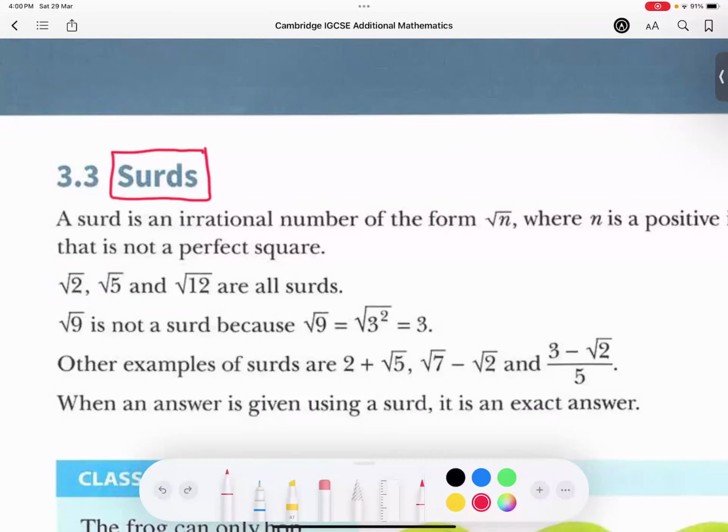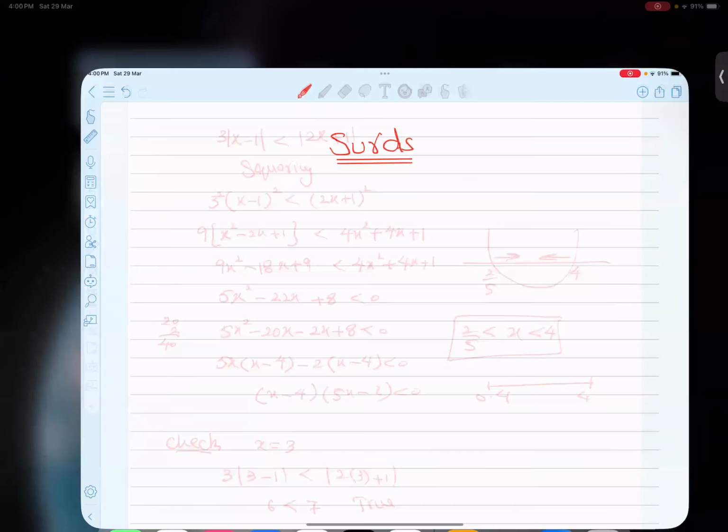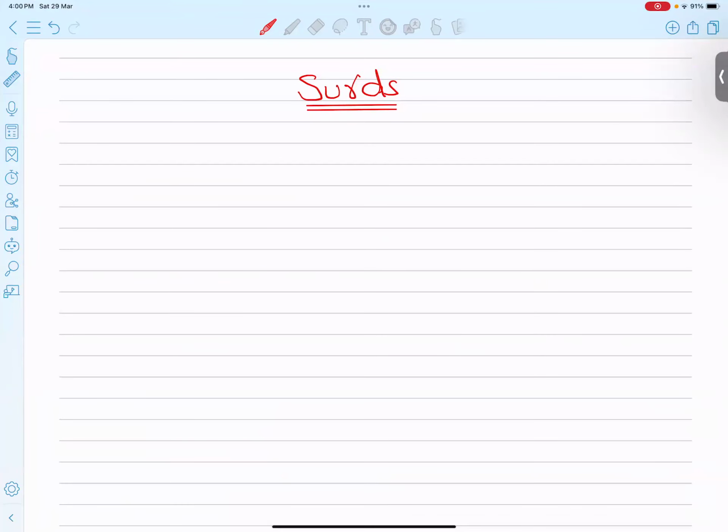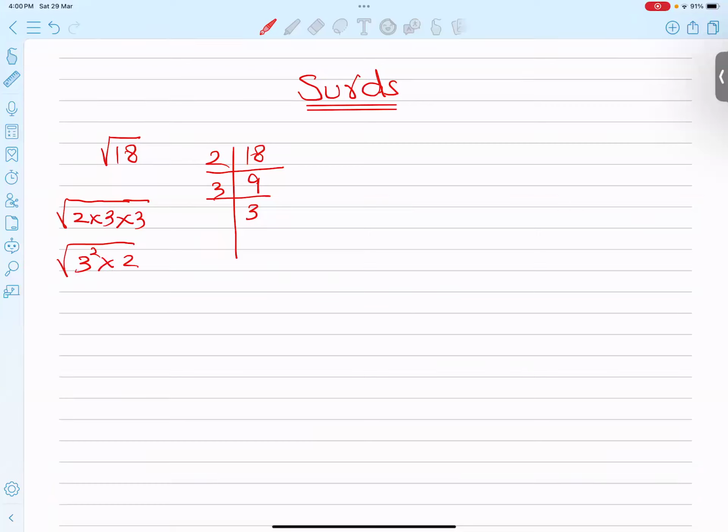First of all, how to convert to surd form, and then we'll go to the next part, inshallah. For example, if I ask you how to convert root 18 into surd form, what is the method? The best technique is to find factors. 2 nines are 18 and 3 threes are 9. So I can replace 18 by 2 times 3 times 3, and I can write 3 squared times 2.